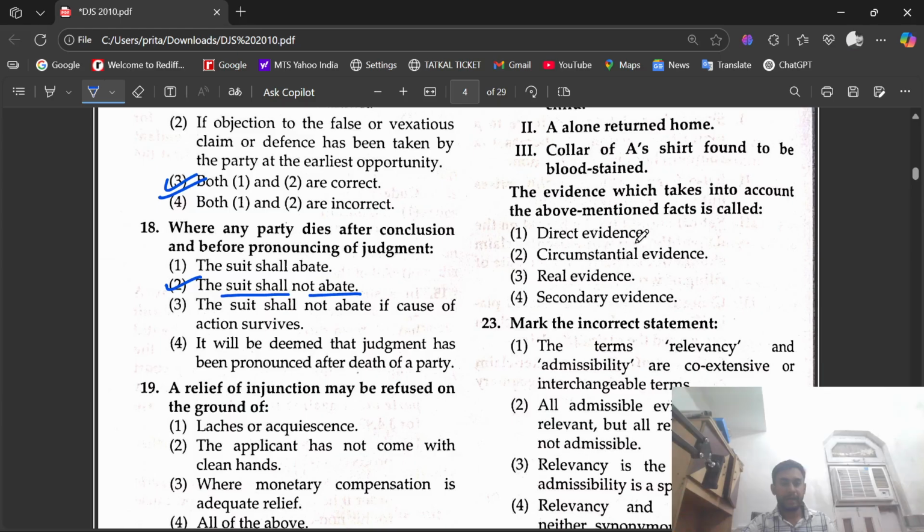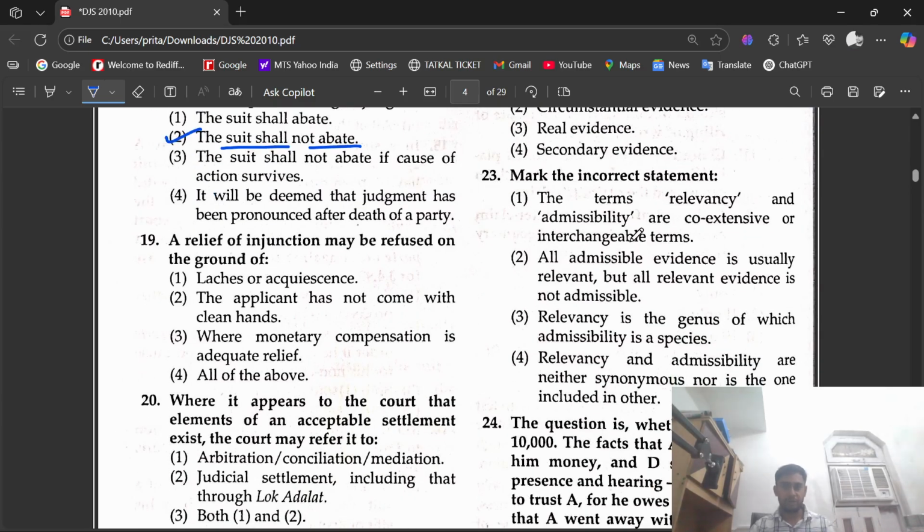Question number 19. A relief of injunction may be refused on the ground of laches or acquiescence. The applicant has not come with clean hands. Where monetary compensation is adequate relief, all of the above. So right option is 4, that is all of the above.